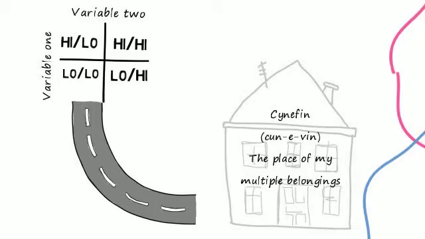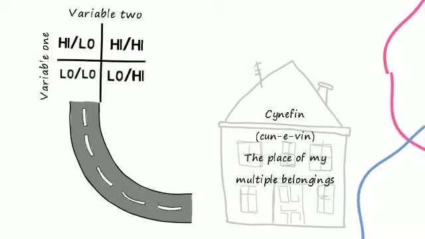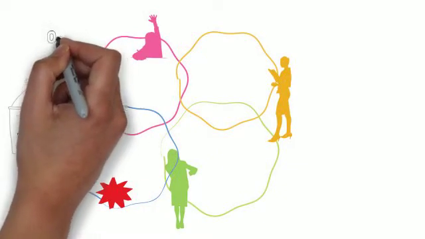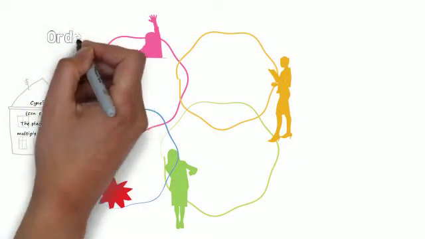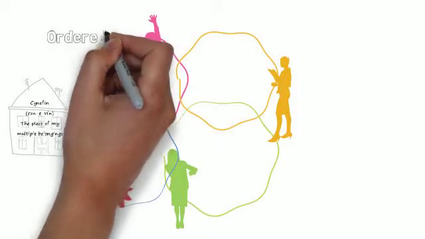Cynefin is not a categorization tool like the matrix, though. It doesn't categorize data, it makes sense of things. The two major differences between Cynefin and the matrix: first, in the matrix, the data precedes the framework. So we put a framework on the table and then we sort the data into the different places where it belongs in the framework. In Cynefin, the data actually precedes the framework.